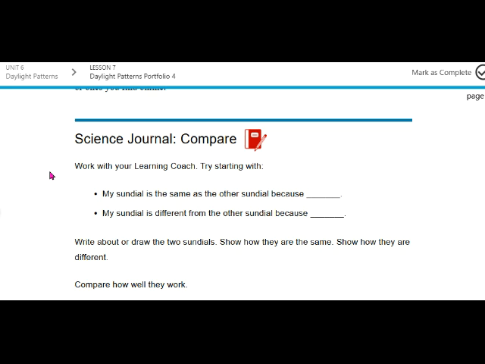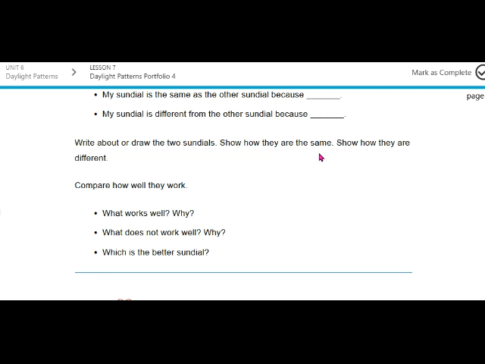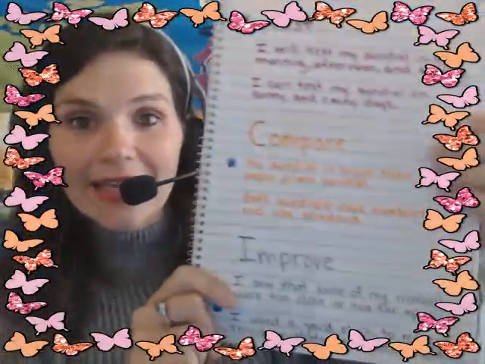When you record your comparisons in your science journal, try starting with some of these sentences. My sundial is the same as the other sundial because, or my sundial is different from the other sundial because. Write about or draw the two sundials and show how they are the same. Then show how they are different. Compare how well they work. What works well and why? What does not work well and why? Which is the better sundial? So you are going to write some of those comparisons in your science journal.